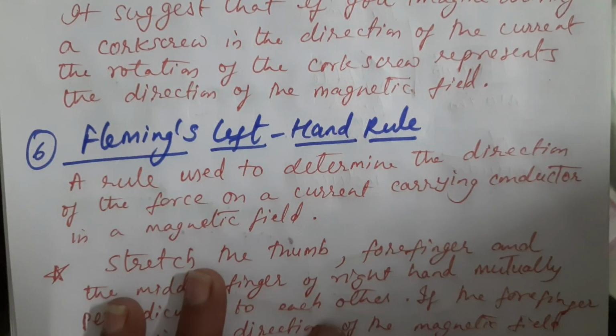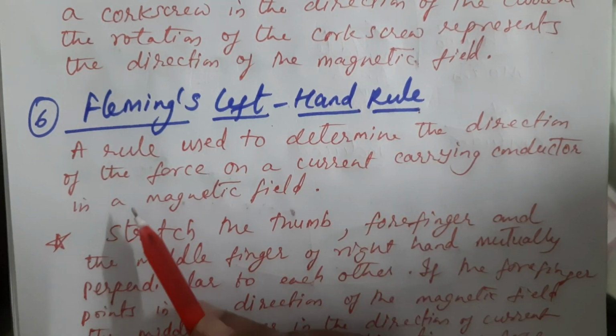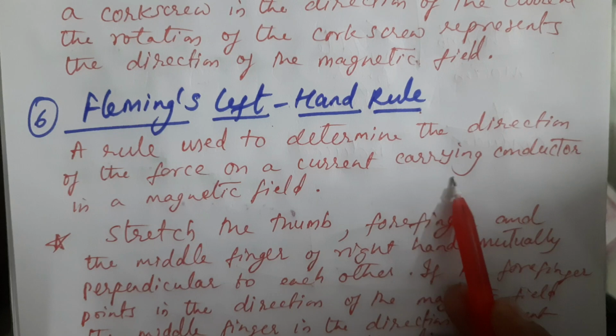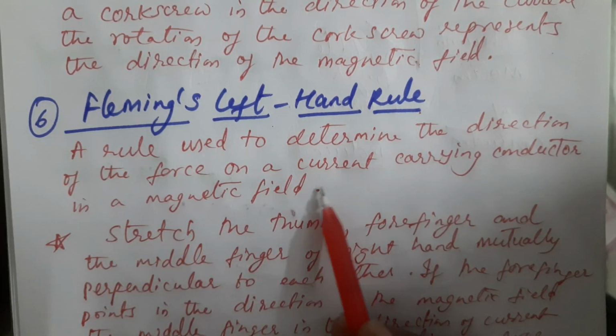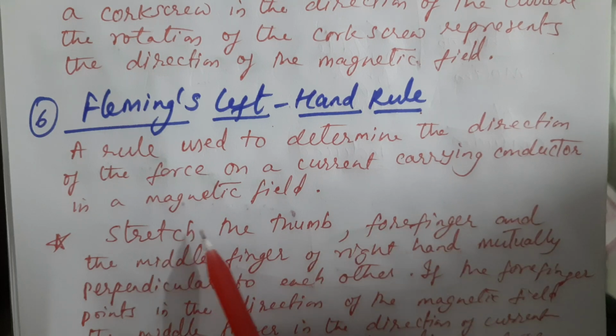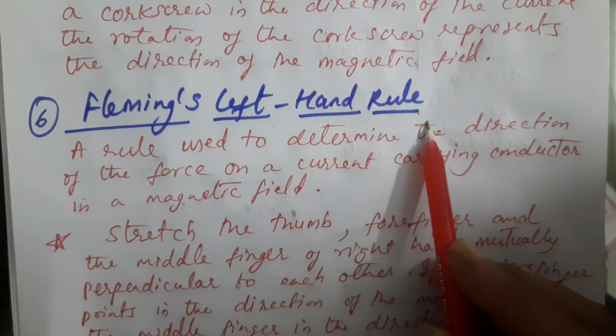Now the sixth law, which is Fleming's left-hand rule. This rule is used to determine the direction of the force on the current carrying conductor in the magnetic field. They can ask a one mark question: which law is used to find out the direction of the force on a current carrying conductor in a magnetic field? We need to write Fleming's left-hand rule.